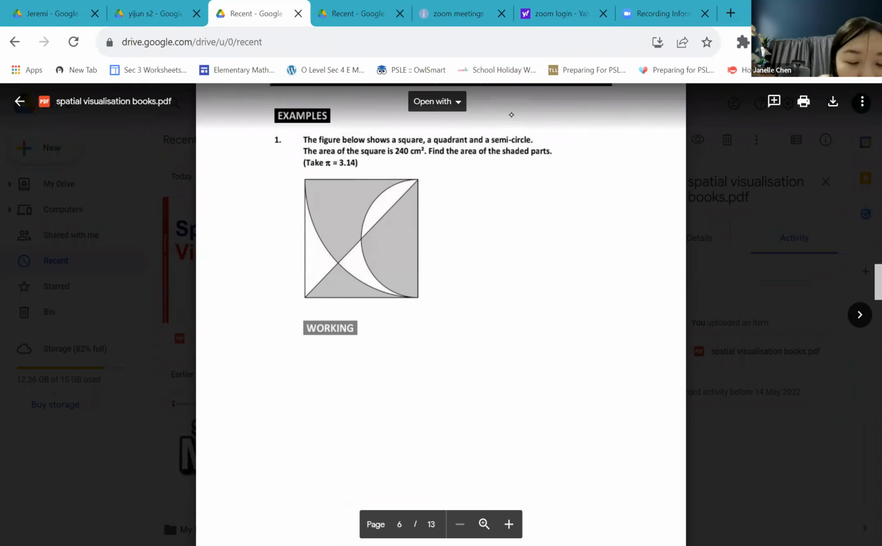So let's focus on this question here. We have a square, we have a quadrant, we have a semicircle. Some students tell me, "Hey, I don't know where is the square, where's the quadrant, where's the semicircle, because it looks so confusing. When I look at the figure here, it's like they are overlapping." Overlapping could be one of the problems that most students have if they don't practice enough spatial visualization, which some of them can see more easily than others.